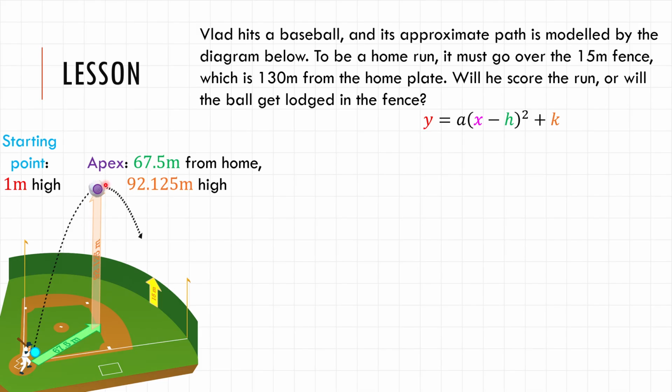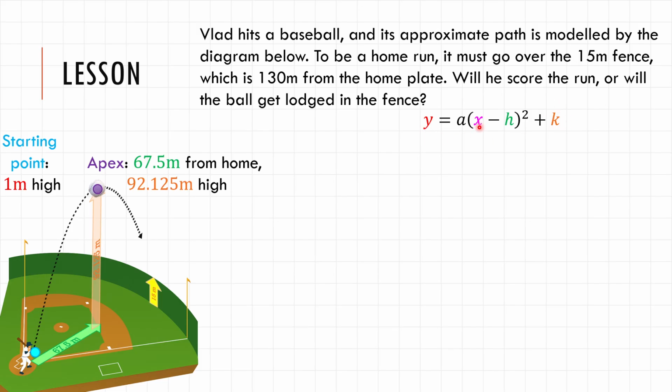In this case, the x value might measure the horizontal distance, whereas the y value might measure the height of the ball when it is that distance away. So we know that h, the horizontal distance at the apex, is 67.5 meters. And we know that the ball is 92.125 meters high, and that's k.